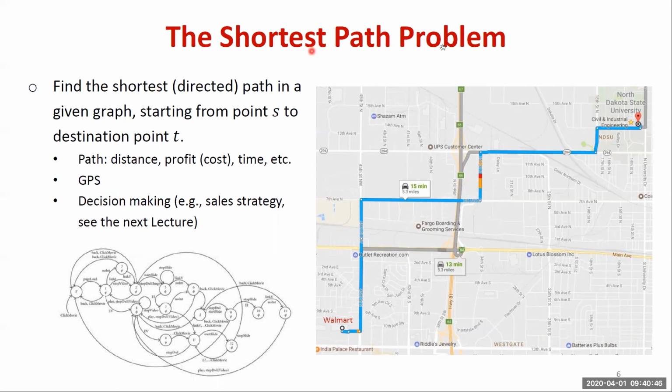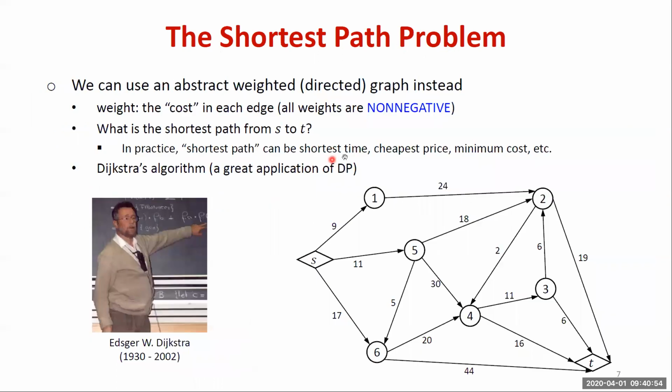And the shortest path problem is also widely used in this kind of decision making. We're going to see that in the next lecture, okay? So in this lecture, I'm going to introduce the very basic thing, which is, if I have a graph and I give you S and T, I want to go from S to T, and I'm asking what is the shortest path from S to T. Here, all these weights mean distance.